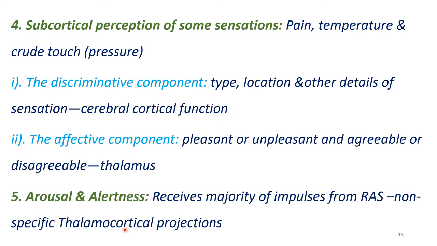Now, if you remember in my lecture on the reticular formation, I told you that the thalamic neurons are capable of intrinsic spontaneous activity on their own at the rate of about 8 to 13 impulses per second. So, if there are no impulses coming from the reticular activating system, these thalamic neurons, via the non-specific thalamocortical projections, will still excite the cortical neurons and contribute to the alpha rhythm of the EEG.